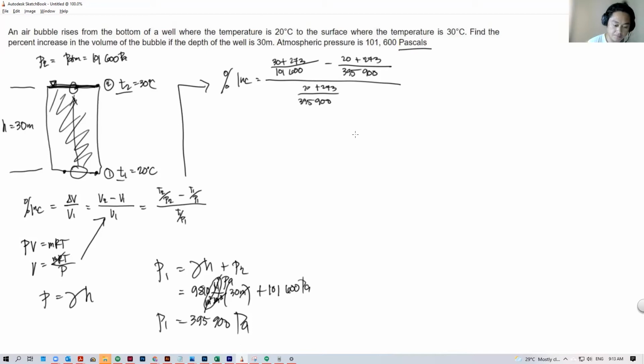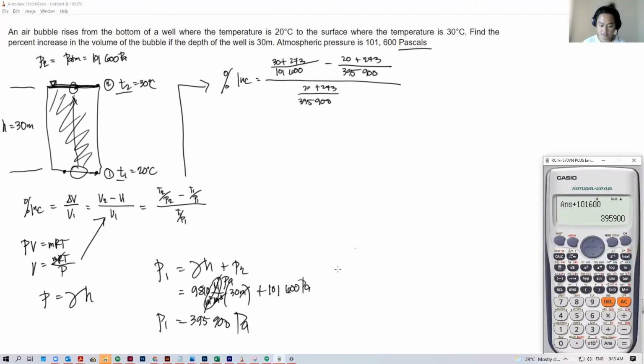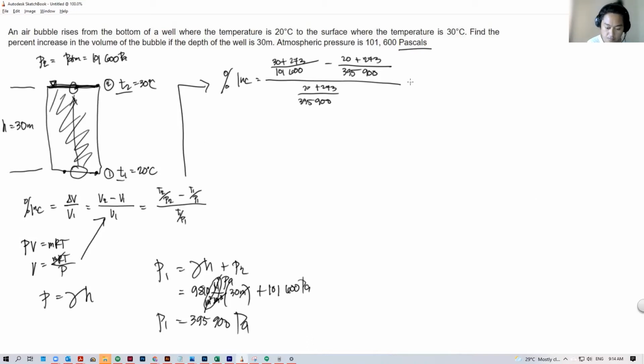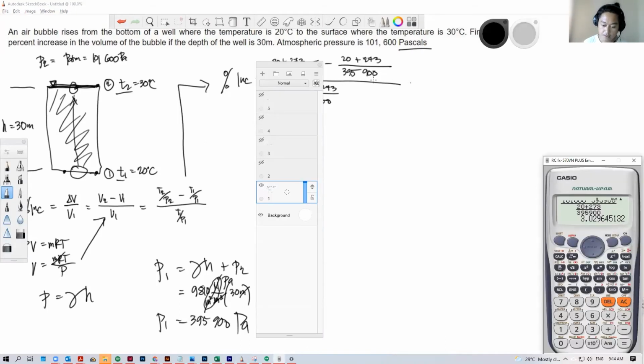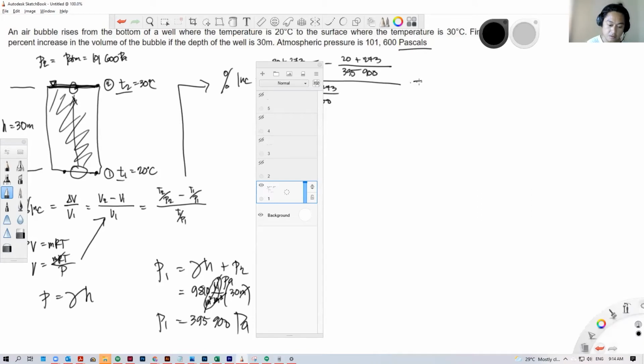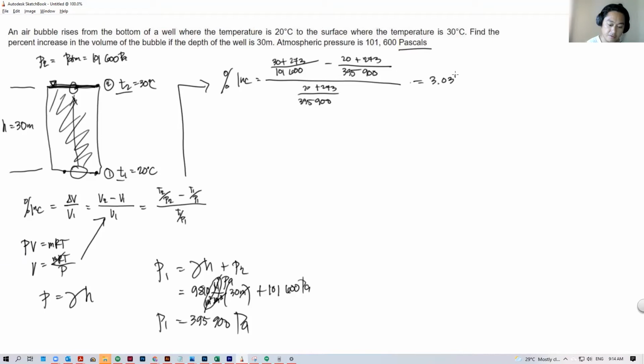And this is all over the same T1, which is 20 plus 273, all over 395,900. So let's just use our calculator first. It's 30 plus 273 all over 101,600 minus, I need another fraction here, 20 plus 273 all over 395,900, and this is equal to 3.03.